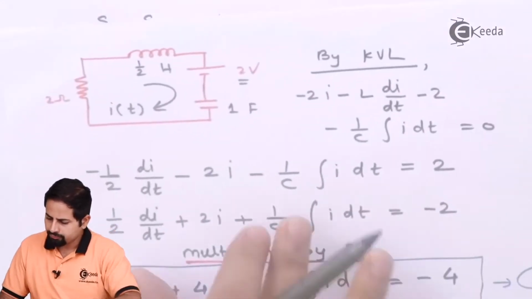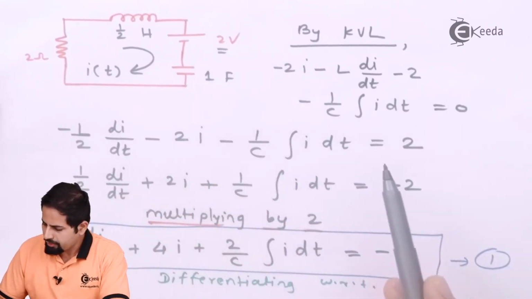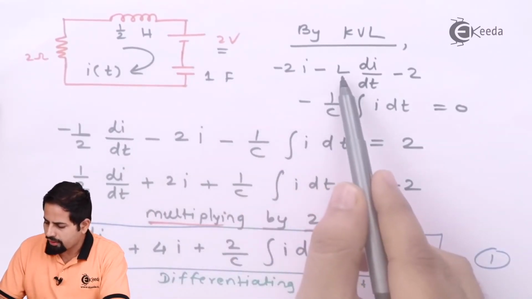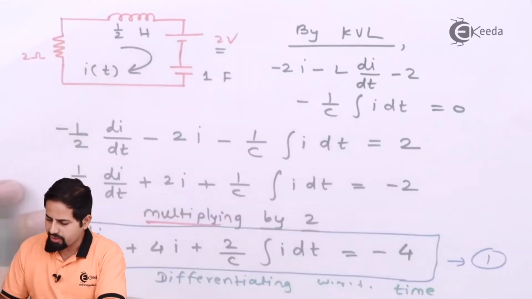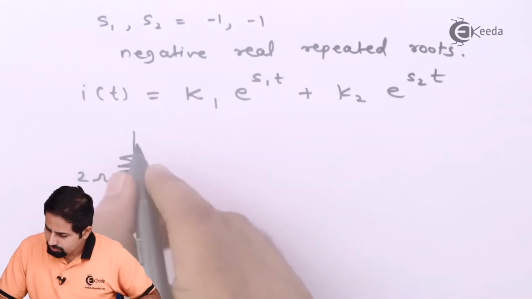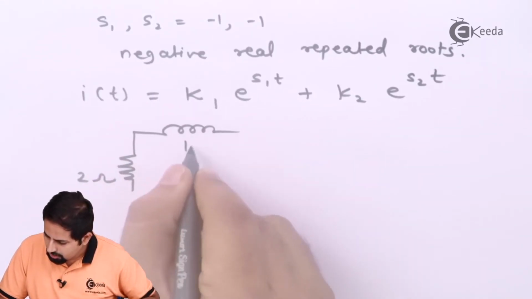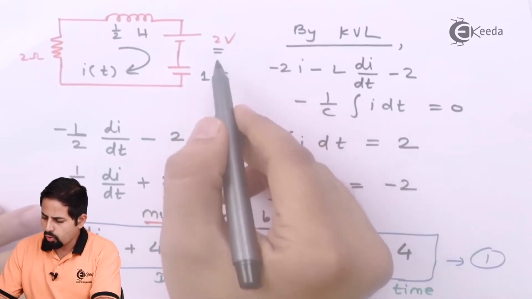Now for this case, particularly, we will derive these equations. For example, a similar circuit we will draw, and for the similar circuit we will just change the value of this L. This is 2 ohm, but here it is not 1 by 2 Henry, it is 1 Henry. So the same circuit will come, 2 ohm, here it is 1 Henry, and here again 2 volts and 1 farad.